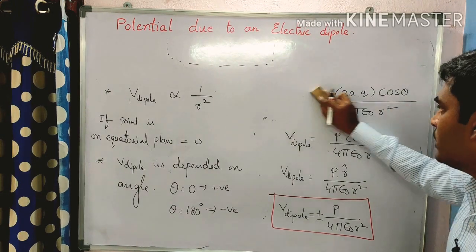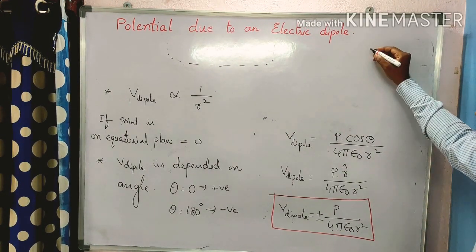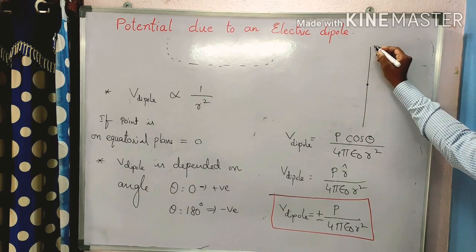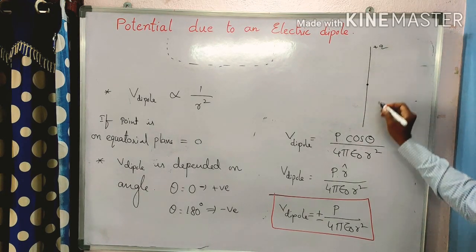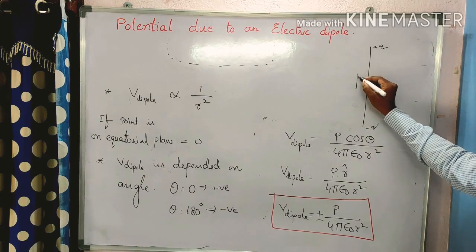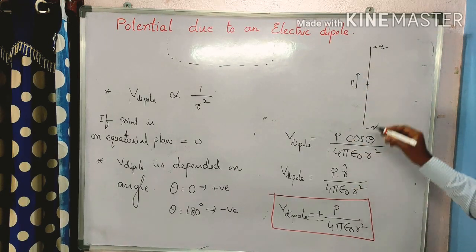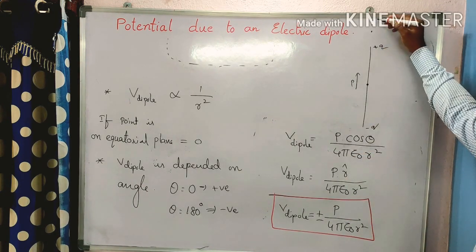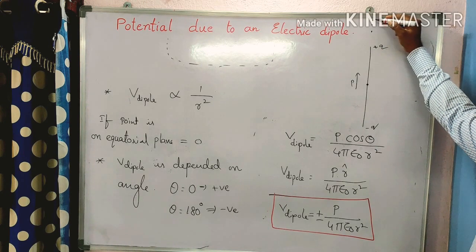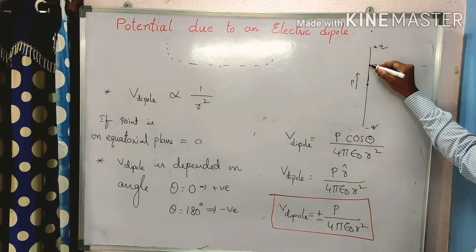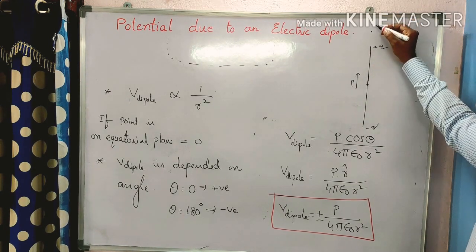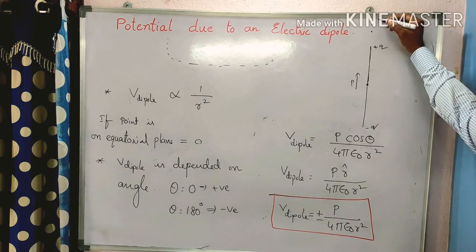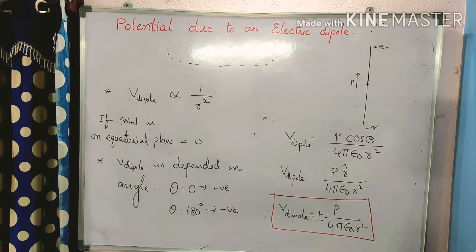What is meant by theta equal to 0? Theta equal to 0 is on the axial line, with positive charge and negative charge. This is the direction of the dipole moment. Theta equal to 0 means you have taken a point here, along this line, along the dipole. So the angle is 0. Here the value is positive.